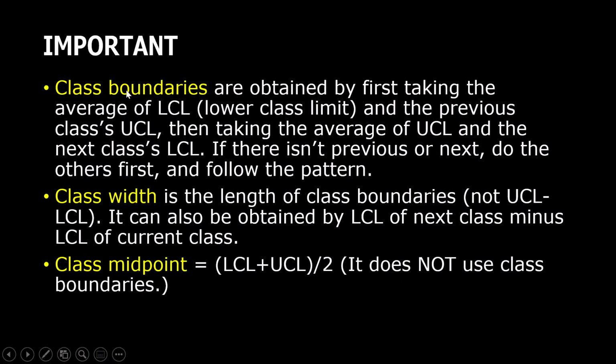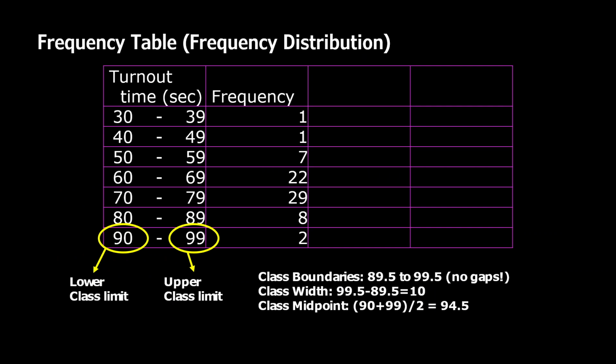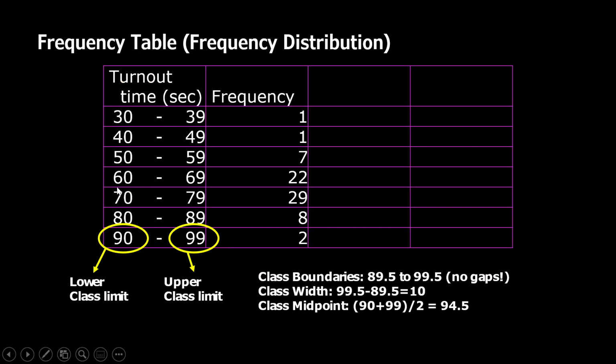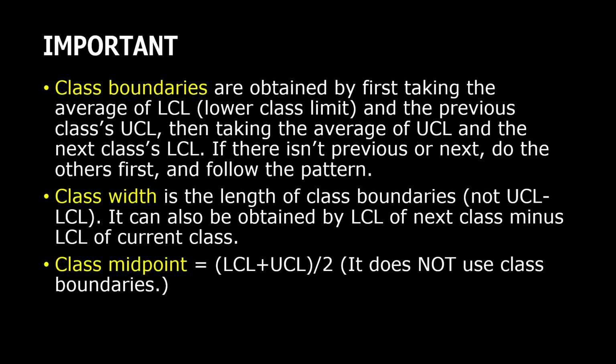But anyways, so here's the important parts. Class boundaries are obtained by the average of the lower class limit with the previous class's upper class limit. So I'm saying that for this one here, 60, you take the average of 60 and 59, which gives you 59.5. That will be the lower class boundary of this class. You know what I mean? All right. So that's how you do it.